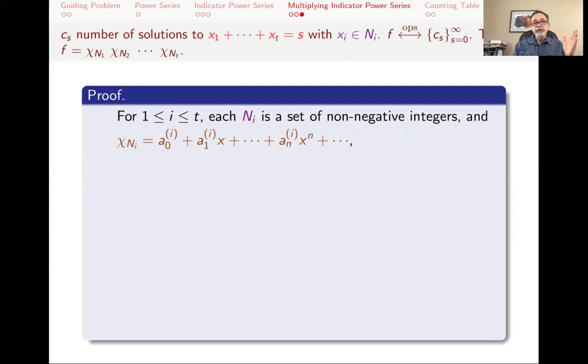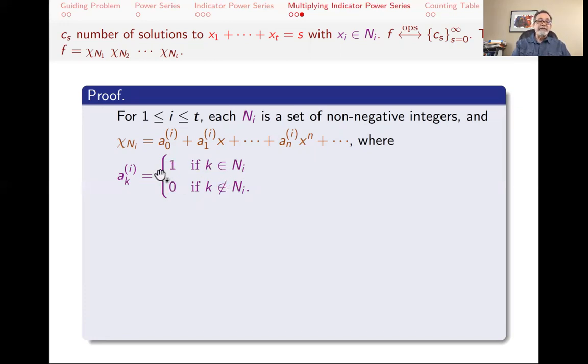So I'm going to put the coefficients as a_0^(i), a_1^(i) x, a_2^(i) x^2, and so on. And so my typical term is going to be a_n^(i) x^n plus 3 dots. But is that really an indicator power series? Well, not quite, but it is if I tell you what these coefficients are. The coefficients are either 1 or 0. They're 1 if that subscript k is in N_i, and 0 if it's not.